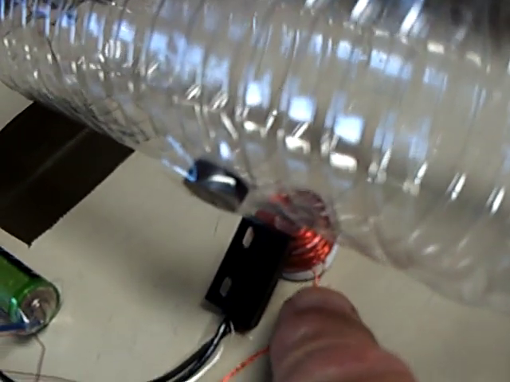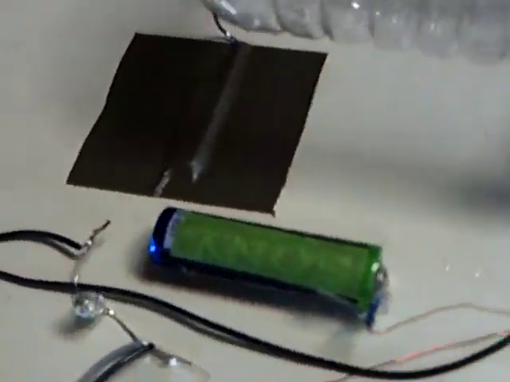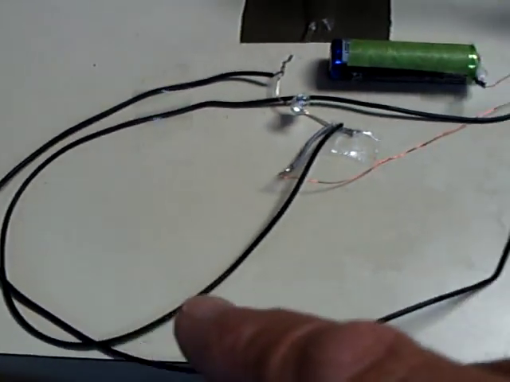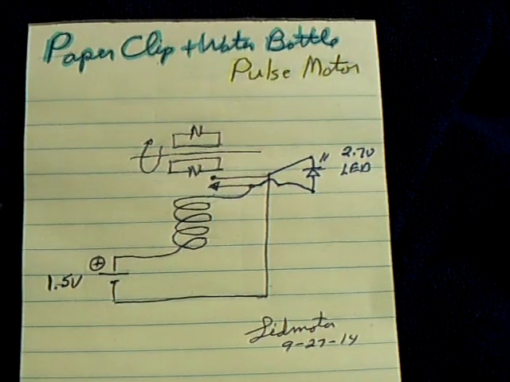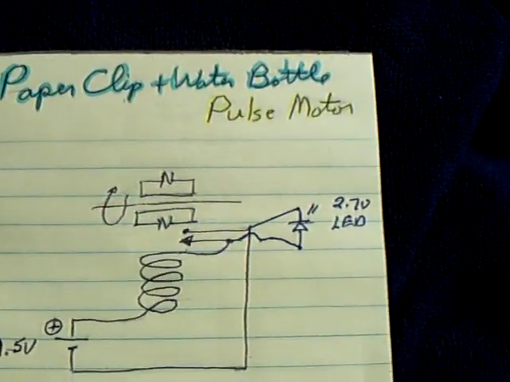Reed switch, what they call a proximity switch. I gave a link in my last video where you can get them. They're actually pretty common. A little coil of 30-gauge wire on a sewing machine bobbin, an air core coil. Got this running on a AA battery with an LED put across the reed switch. This is the circuit diagram. I'm calling this the paperclip water bottle pulse motor.